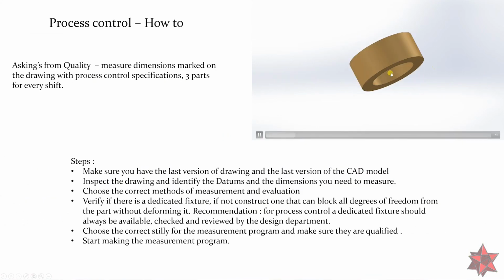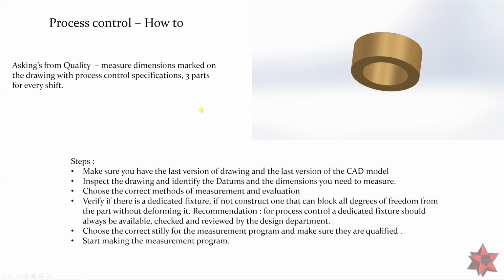And for this I choose the counterpart of the previous part that we talked about. So what is asked for by quality is to measure dimensions marked on the drawing with process control specifications, 3 parts for every shift. So every shift we have to receive 3 parts from the production, and we have to measure them. The steps are almost the same, but there are slight differences.